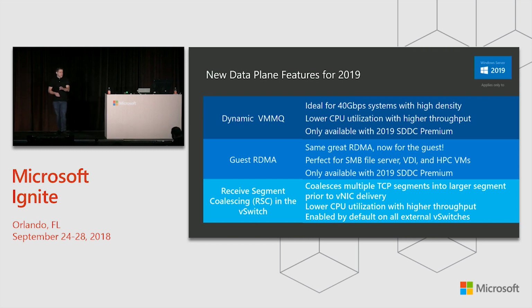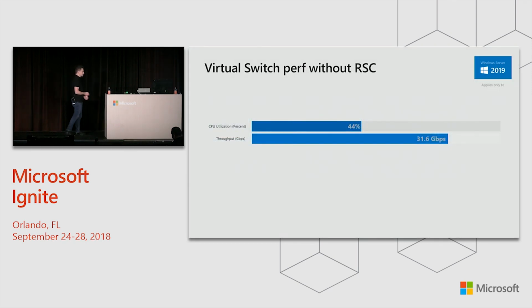The other thing that is available to everyone, and actually to every Hyper-V user, it's enabled by default now in the virtual switch, is RSC in the vSwitch. And this is something that really gives you more throughput and less CPU utilization essentially for free, on the same hardware. Essentially, in this benchmark that we ran, we started out at 31.6 gigabits per second at 44% CPU utilization.